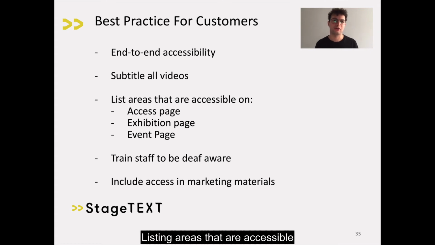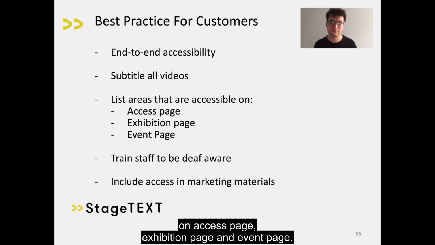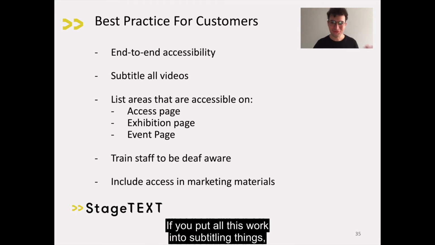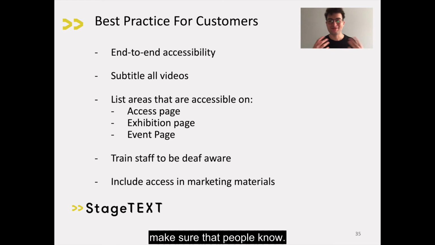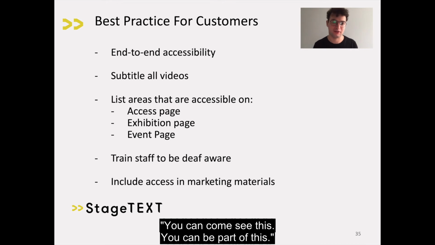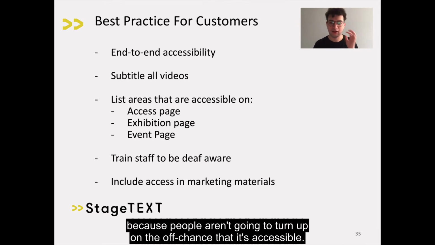Listing areas that are accessible on the access page, exhibition page and event page, tell people about it. If you put all this work into subtitling things, make sure that people know. Make sure that you are telling your audiences and really let them know you can come see this, you can be part of this. And this is really important because people aren't going to turn up on the off chance that it's accessible.